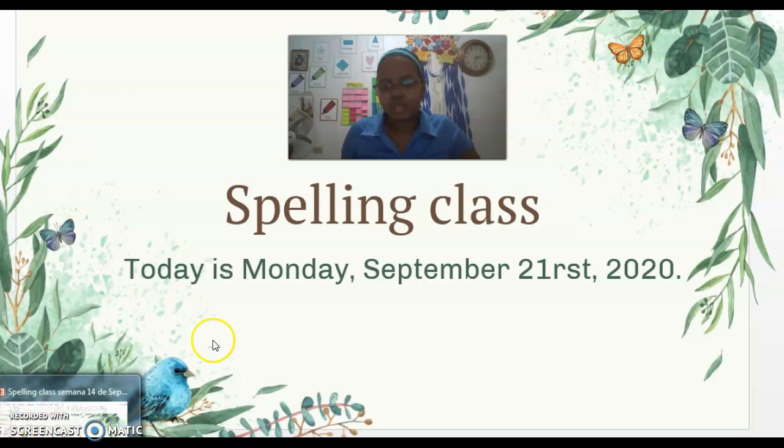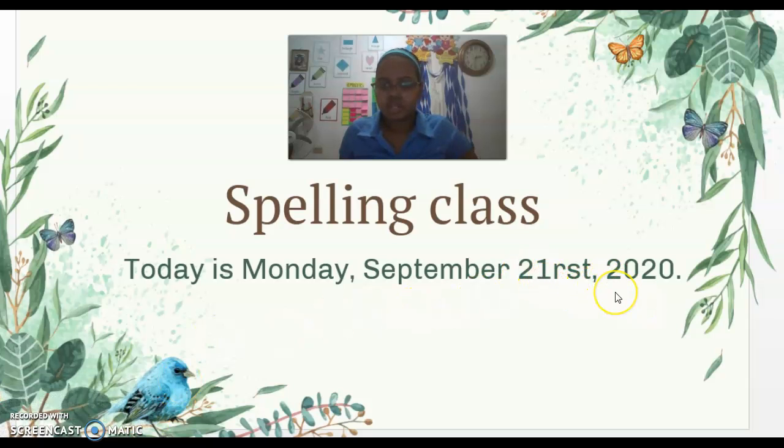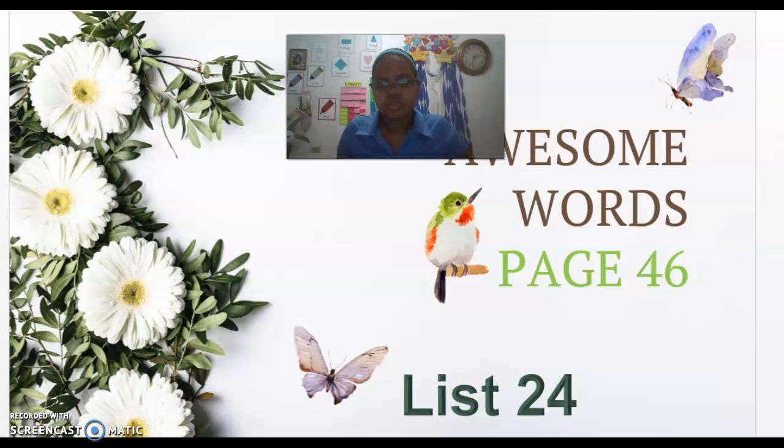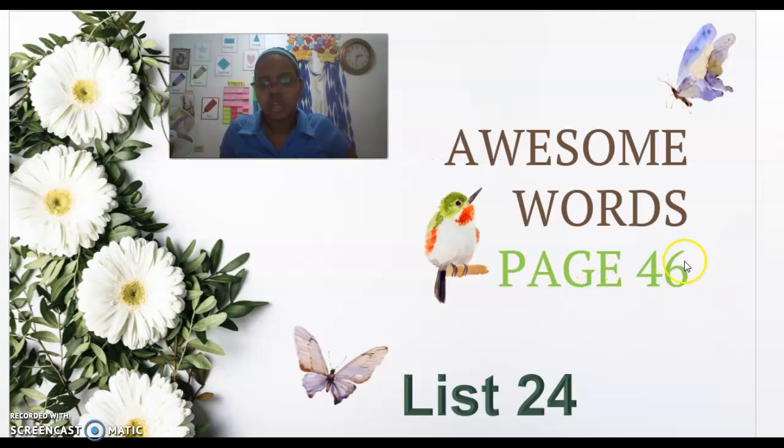Again, today is Monday, September 21st, 2020. Remember that last week we were working with our spelling list number 24. So today we are going to complete the exercises from those pages of that list. Remember that you can find our list on page 46 of your books. There you can find list number 24. And today we are going to work with pages 46 and 47.